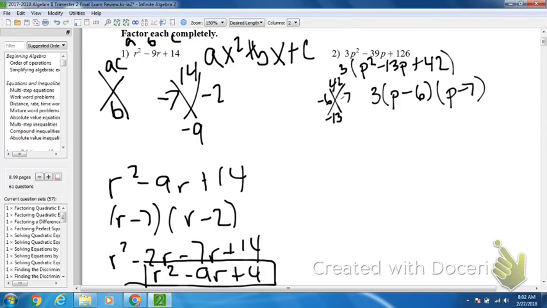And we can always check this again by multiplying that out. I think we saw that last time, so I'm not going to bother with that. And hopefully this is a good review of factoring.